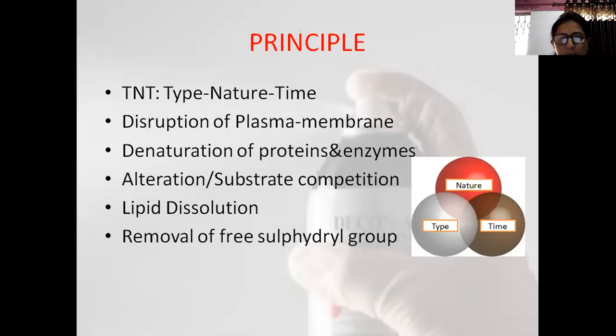What does this chemical do with the microorganisms in order to kill the microorganisms or to sterilize the surface? They disrupt the plasma membrane, and once the plasma membrane is disrupted, no microbial activity or metabolic activity can take place. Some of the chemicals cause denaturation of proteins and enzymes, whereas some chemicals alter the compounds which are required for the metabolic process, and some of the chemicals compete for the substrate and hence hinder the metabolism of the microorganisms, and hence the microorganisms get killed.